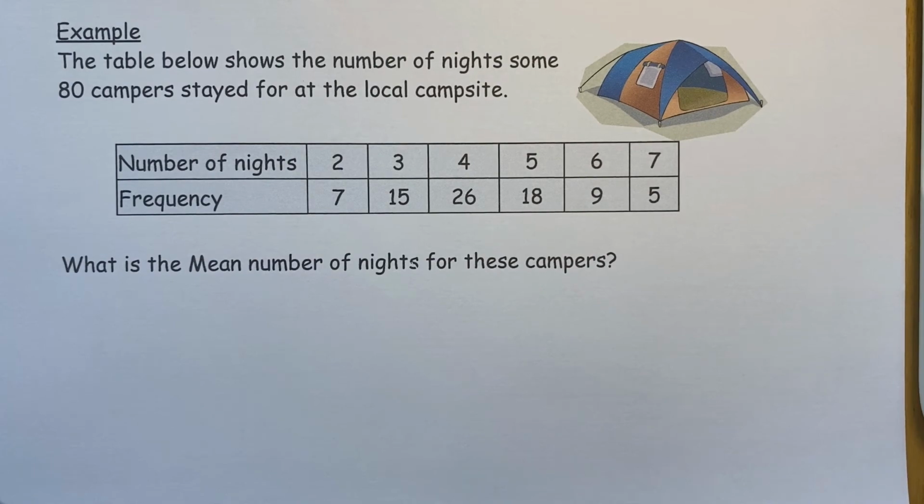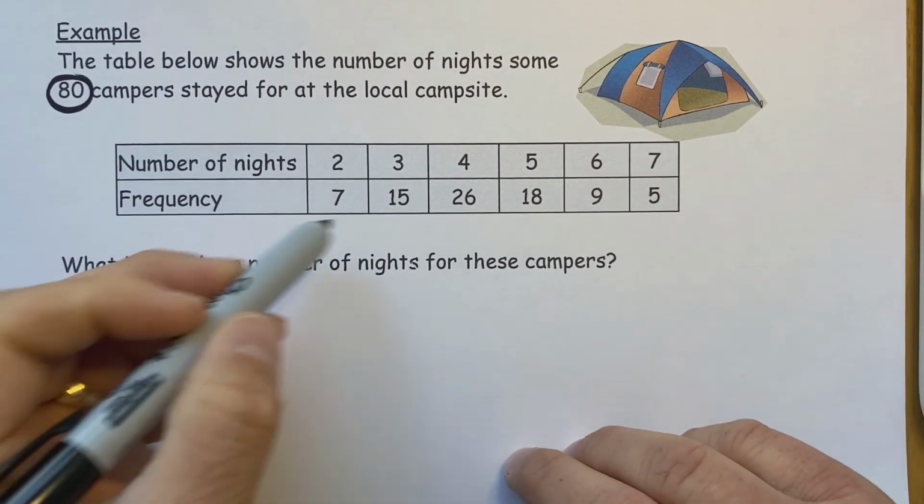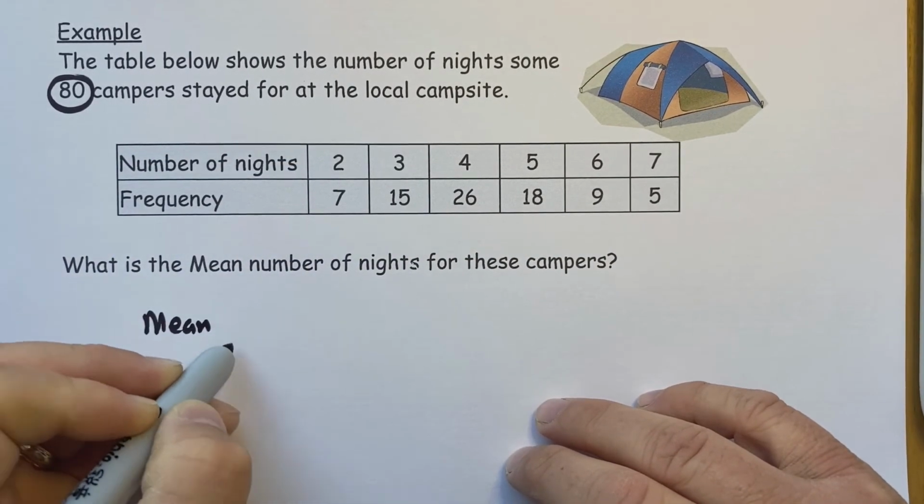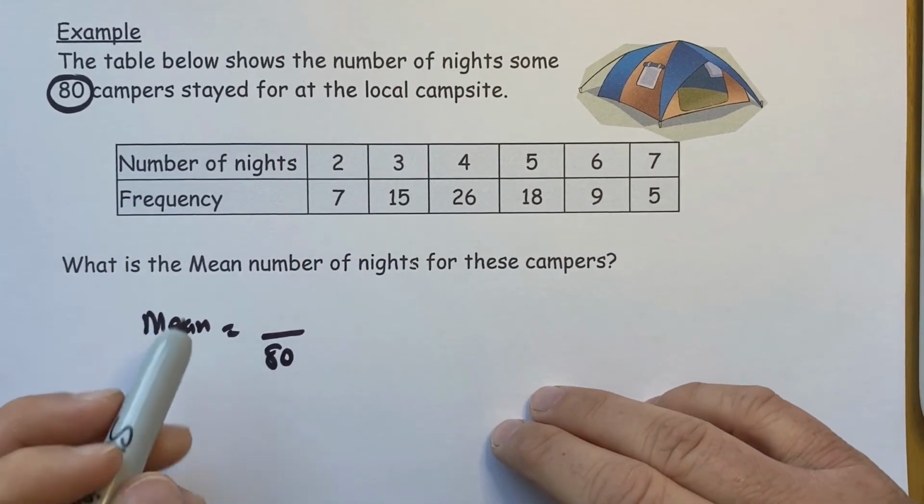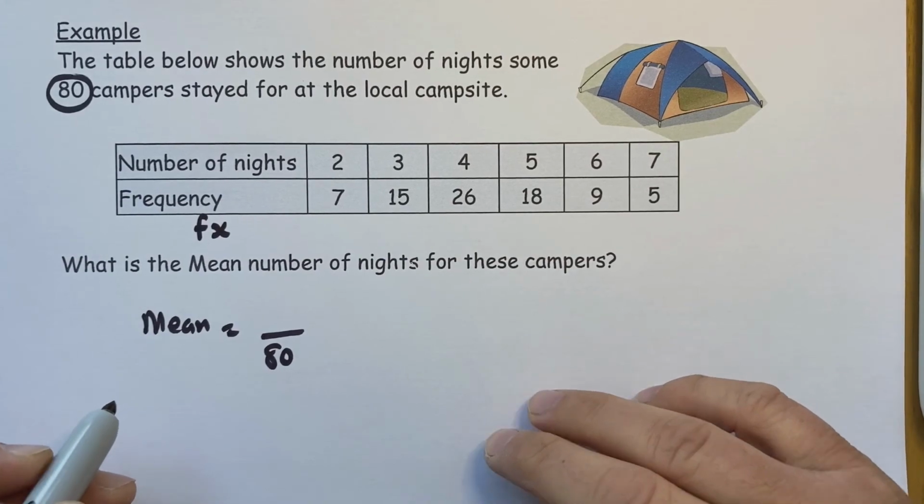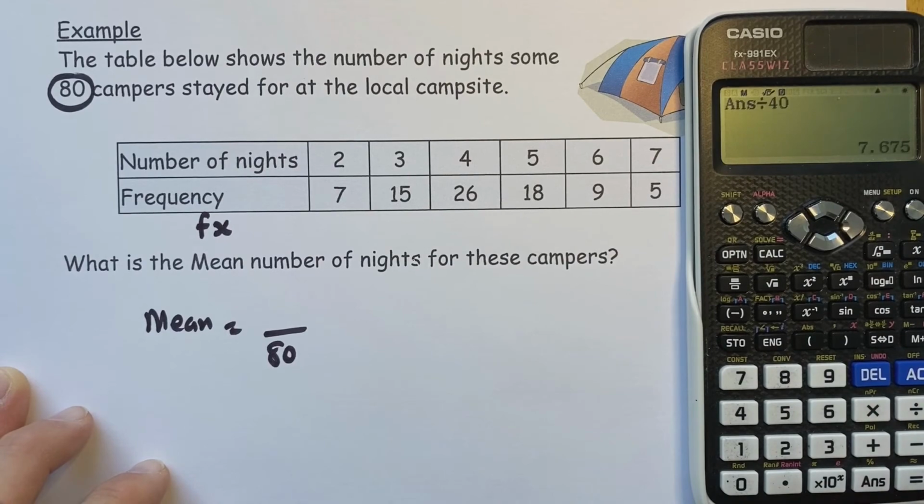So here we're looking at a table at a campsite. We've got 80 campers, so I don't need to add that column up. I can save time because I know that I'm dividing by 80. But once again, because it's in a table, I need to work out the FX column, which with some of these numbers might be easier to do with a calculator.